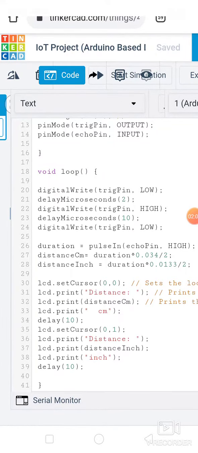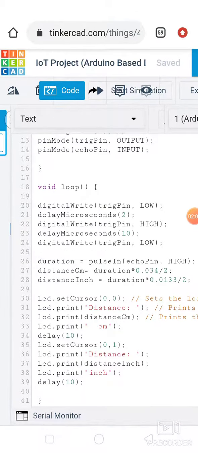Distance is nothing but velocity into time. I divide it by 2 because the total time is the time the signal takes from the transmitter side to the object, and again reflecting off the object and coming back at the receiver side. That's why I divided by 2.